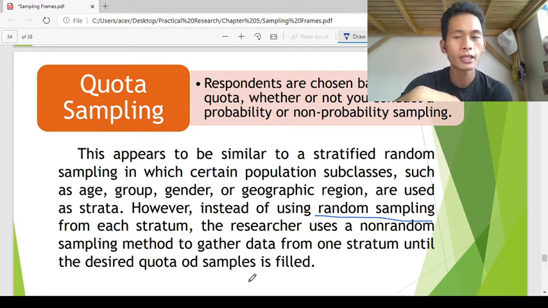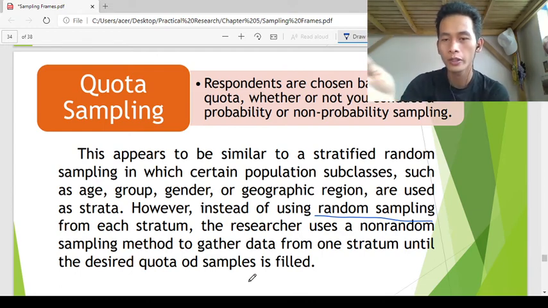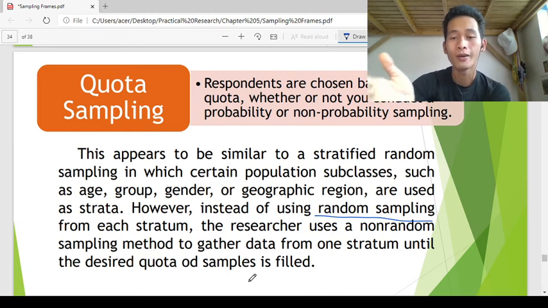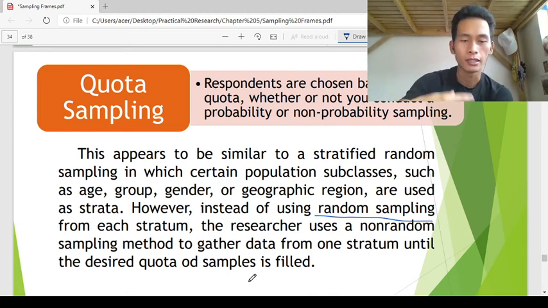It is often linked with stratified random sampling, where you categorize according to homogeneous classification. However, quota sampling does not use random sampling. It only uses non-random sampling to gather data.